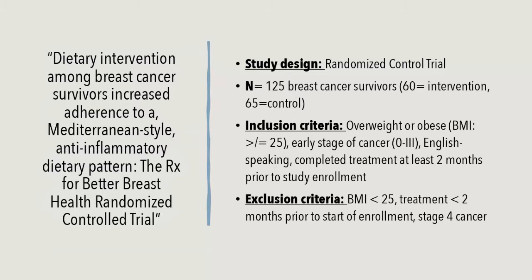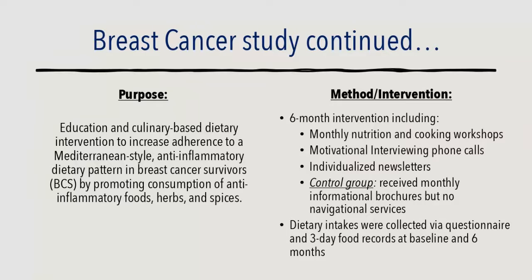So to be included in this study, they had to have a BMI greater than or equal to 25, have an early stage of cancer between, I guess, just being diagnosed or stage 3. They had to be English speaking and completed treatment at least 2 months prior to the study enrollment. And then they couldn't be included if they have a BMI less than 25, or they had treatment less than 2 months prior to the start of enrollment, and they had a diagnosis of stage 4 cancer.